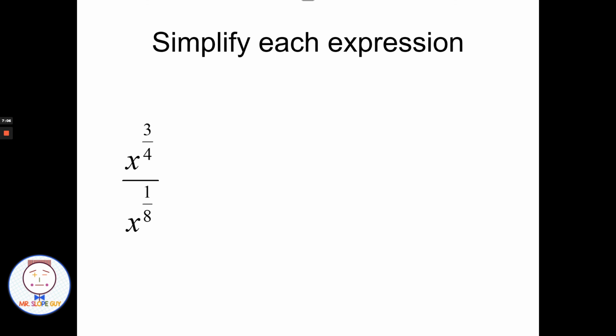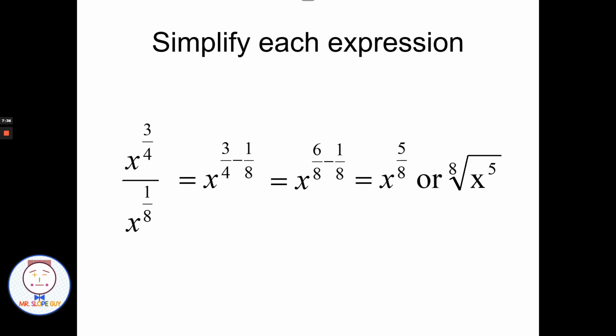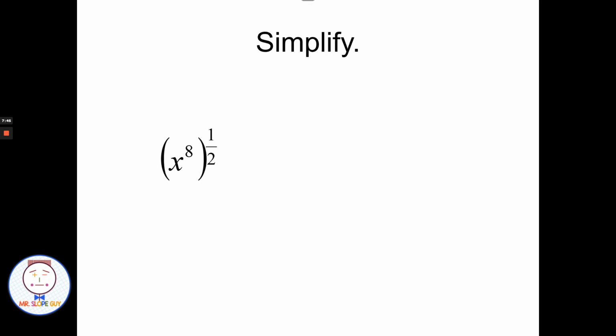All right, let's kick it up a notch. We have x to the 3/4 divided by x to the 1/8. And when I divide and have the same base, what do I do with the exponent? I subtract the exponents. So I have x to the 3/4 minus 1/8. Now, in order to subtract fractions, I need a common denominator. So I need to change that 3/4 to 6/8. Then I can subtract 6 minus 1 and get x to the 5/8. x to the 5/8 is the 8th root of x to the 5th.